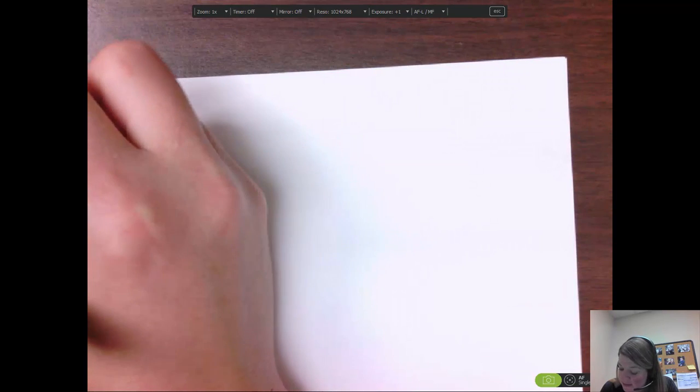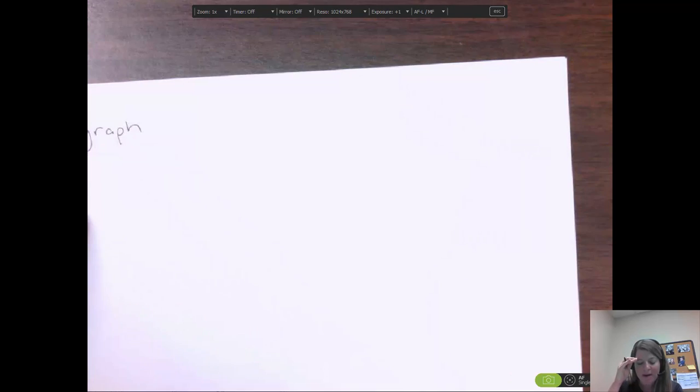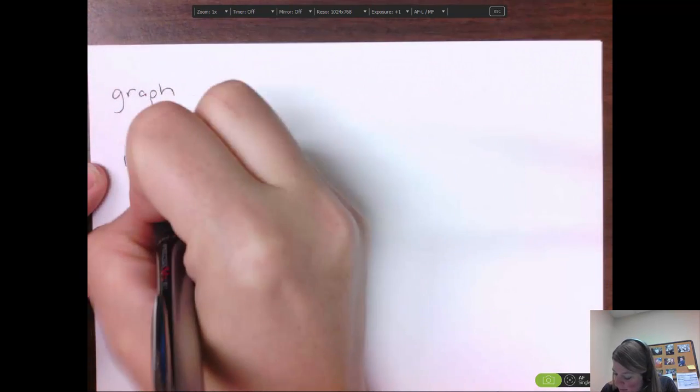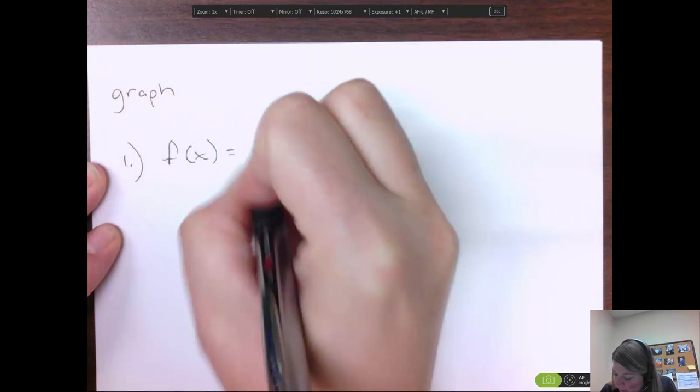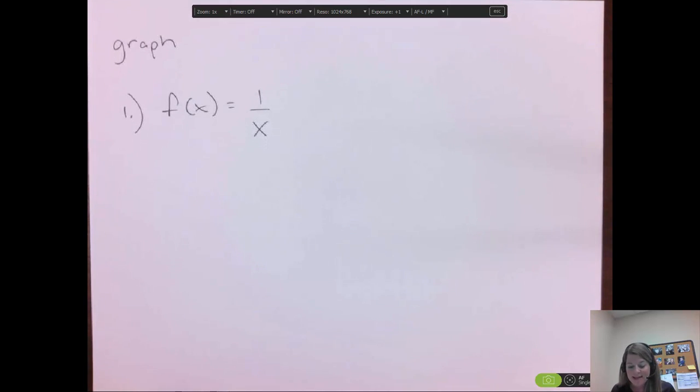Let's look at, in this equation section, they do a couple problems where you graph these. So I'm going to graph a couple for you. Let's look at the parent graph first. So the parent graph would be f of x equals 1 over x. Just 1 over x. Pretty basic. That's our parent graph. And our domain is going to be anything but 0. We can't have 0 in there.